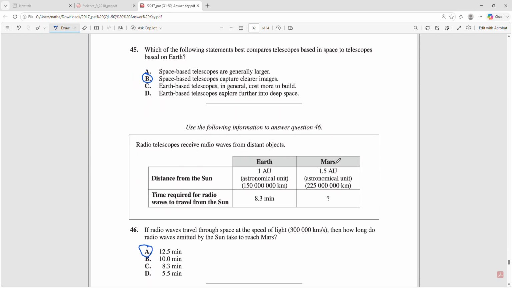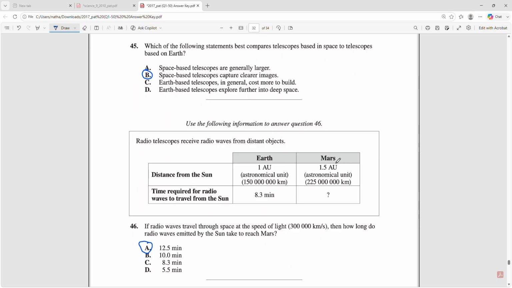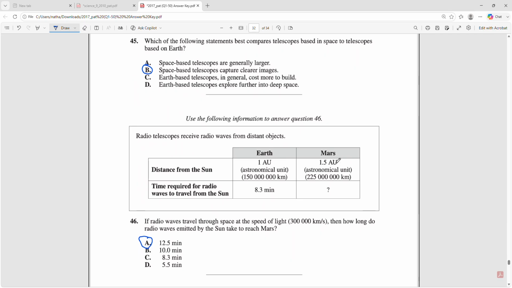Number 45. Which of the following statements best compares telescopes based in space to telescopes based on Earth? Let's look at them one by one. Space-based telescopes are generally larger. This is not correct because it takes a lot of investment and effort to get those up into space. They have to be sent up in a rocket and then assembled out in space. So setting up very, very large telescopes is not very practical.